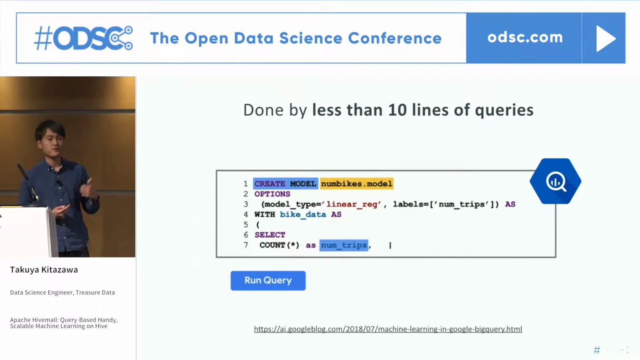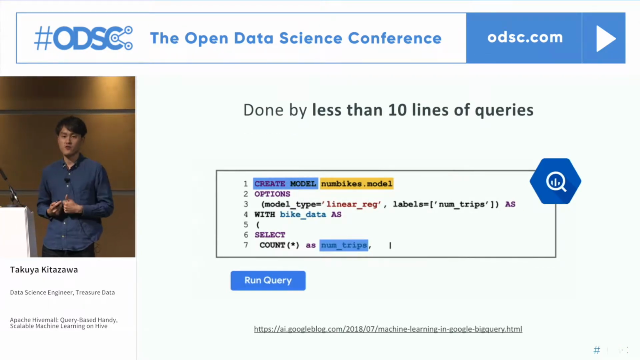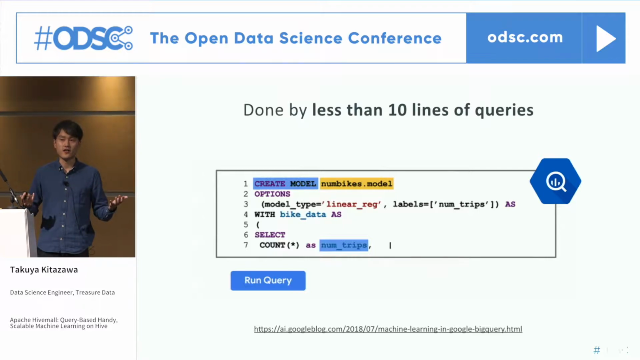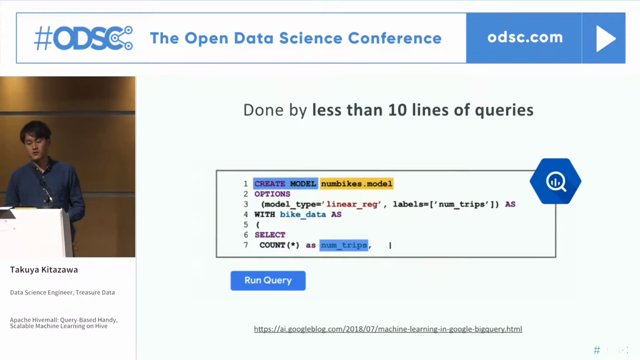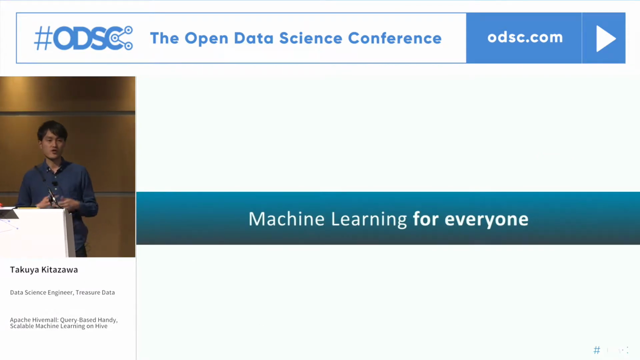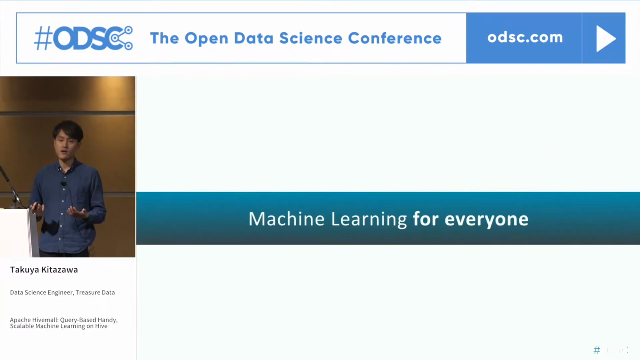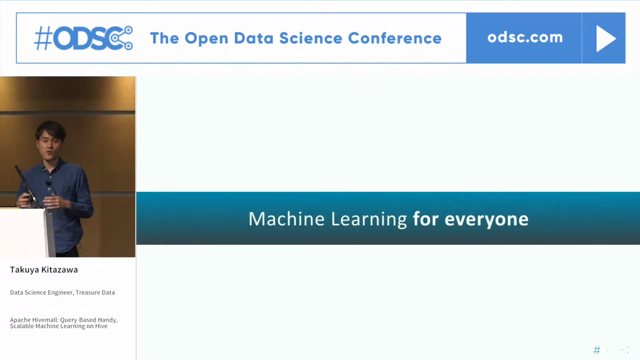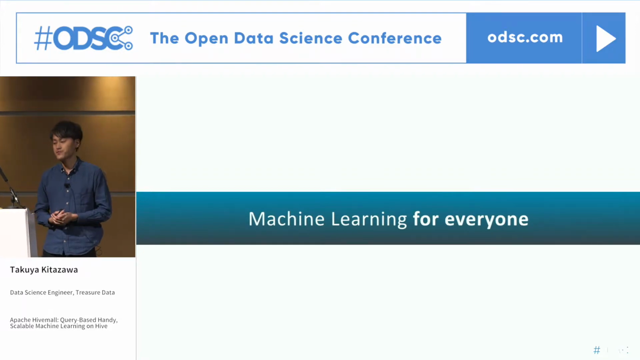So thanks to BigQuery ML, or the query-based machine learning paradigm, even though you don't have any expertise in machine learning, you can take advantage of machine learning algorithms on your huge amount of data in a scalable manner by just writing some 10 lines of queries. That's it. You can apply machine learning to your data easily. So the basic motivation is machine learning for everyone. Everyone who doesn't have any expertise in machine learning or mathematics can enjoy machine learning on their data.